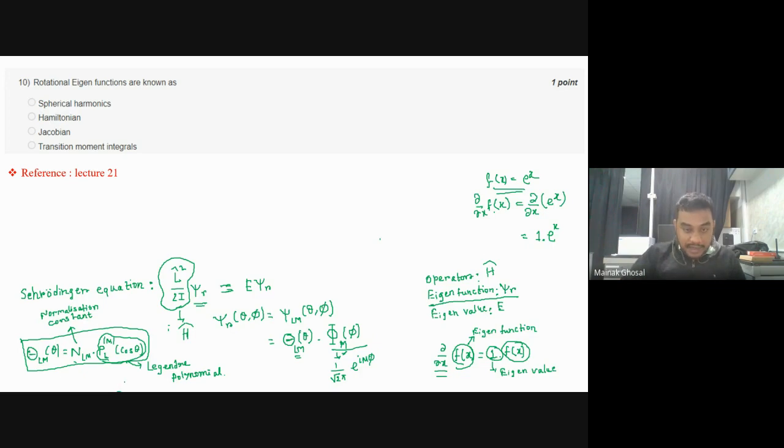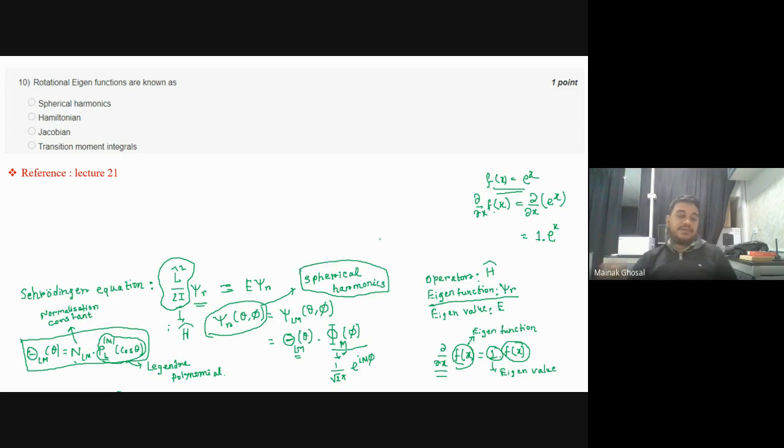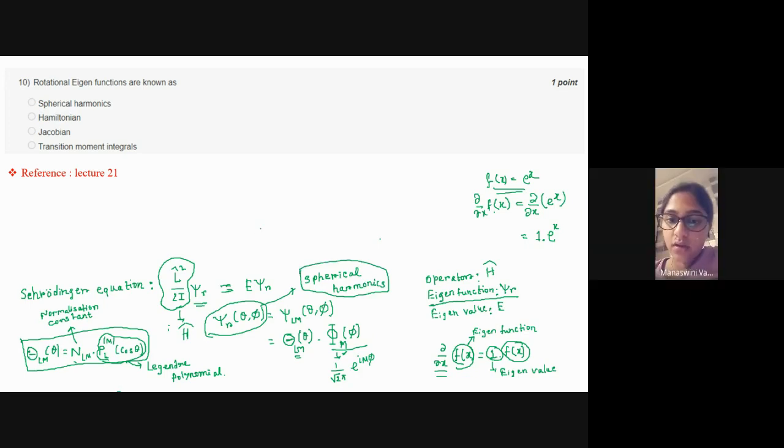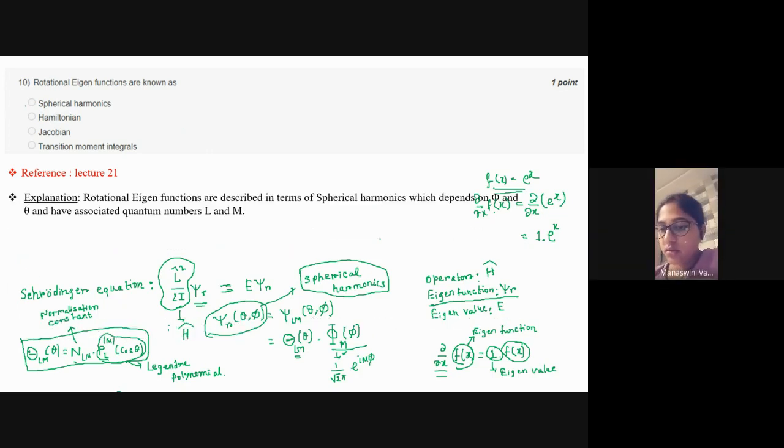Since to calculate the psi you need polar coordinates, this is also known as spherical harmonics. So what are rotational wave functions known as? They are known as spherical harmonics.